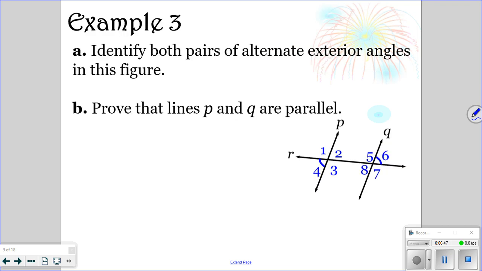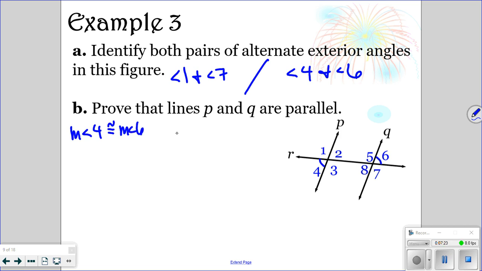So let's look here. We want to identify both pairs of alternate exterior angles. So we have two pairs, angle 1 and angle 7. And then the other one is angle 4 and angle 6. So that would be the answer for part A. For part B, we want to prove that lines P and Q are parallel. So the measure of angle 4 is equal to the measure of angle 6.